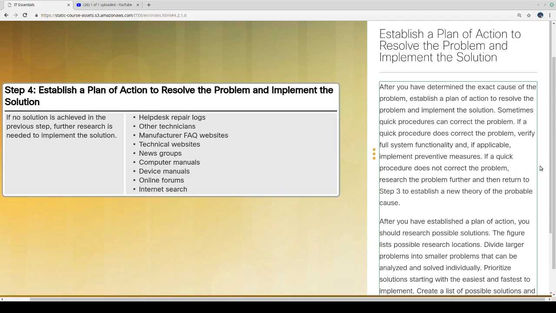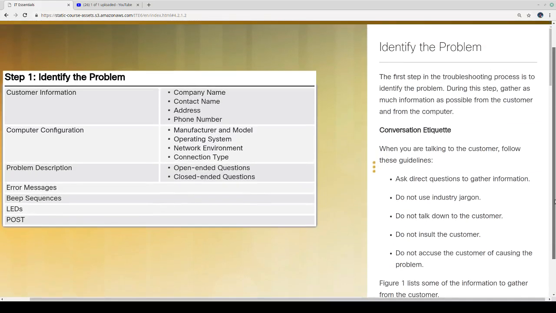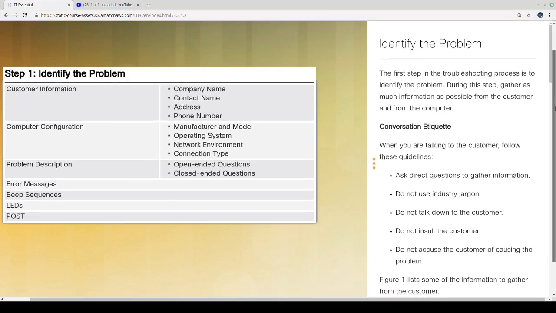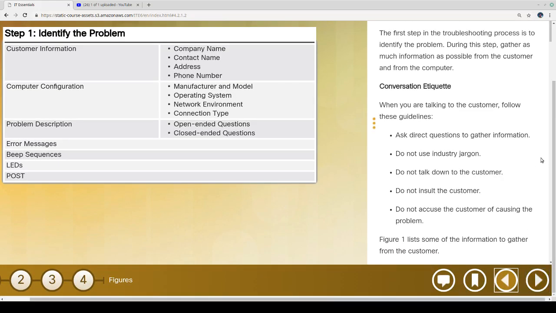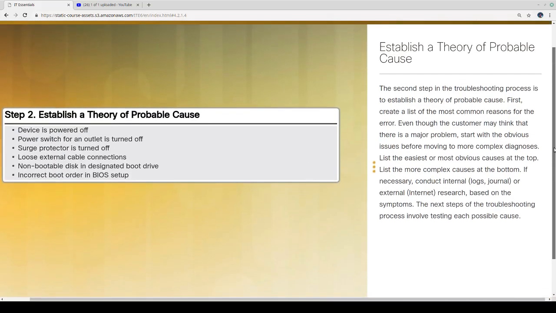Let's go back again like we like to do here just to recap what we've done. So, in this section, first we identified what the problem is. Computer won't turn on, right? Or computer won't boot up to the operating system. That's identifying the problem. Then, that was a worksheet. Then we say, establish a theory of probable cause.